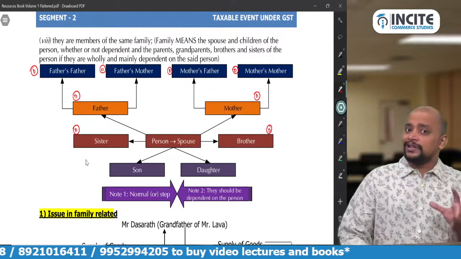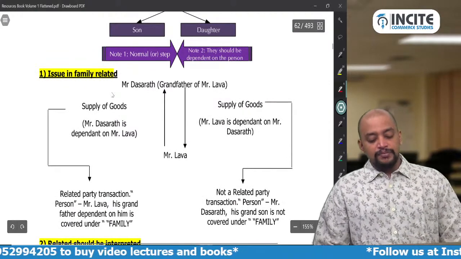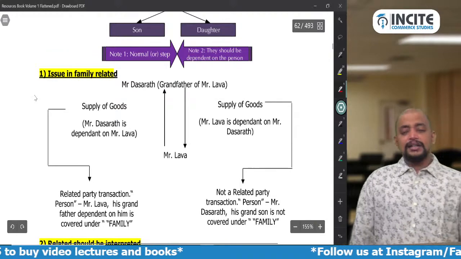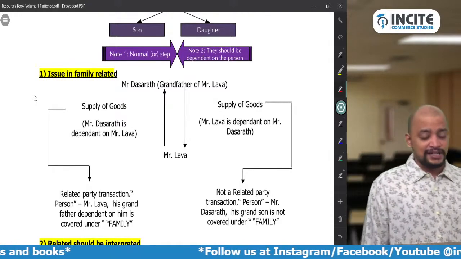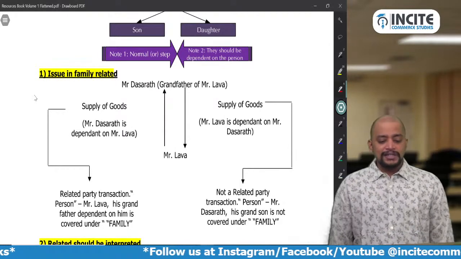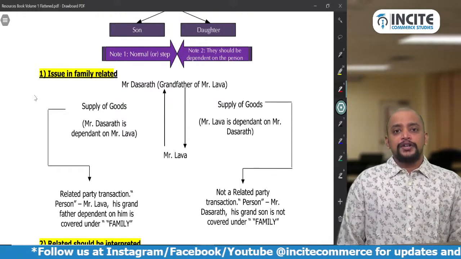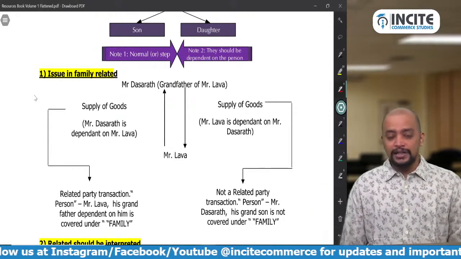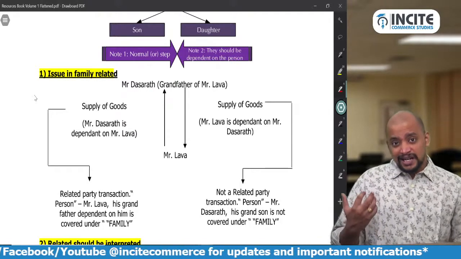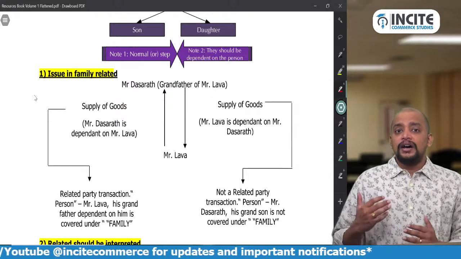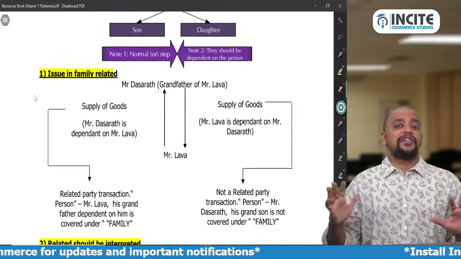Now, there is one issue in this case. Say there is one person, Mr. Dasarath. Mr. Dasarath is the grandfather of Mr. Lava. Mr. Lava is the grandson of Mr. Dasarath. Now, Mr. Dasarath is supplying some goods to Mr. Lava. So from whose perspective should we see? Dasarath's perspective. So to Mr. Dasarath, whether Mr. Lava is family or not? No. Grandchildren are not covered under family.